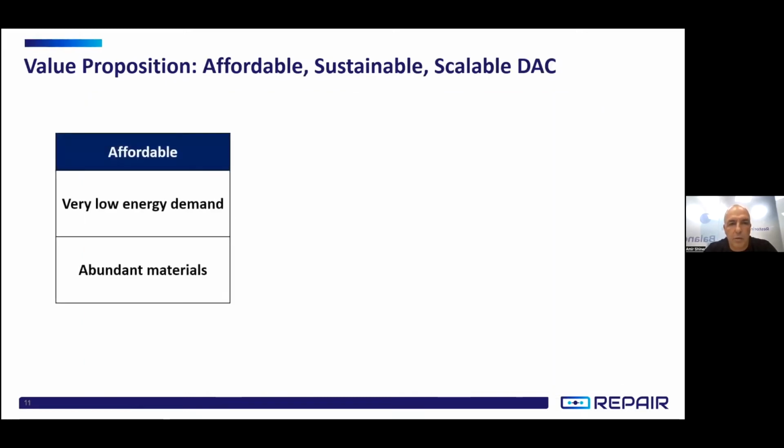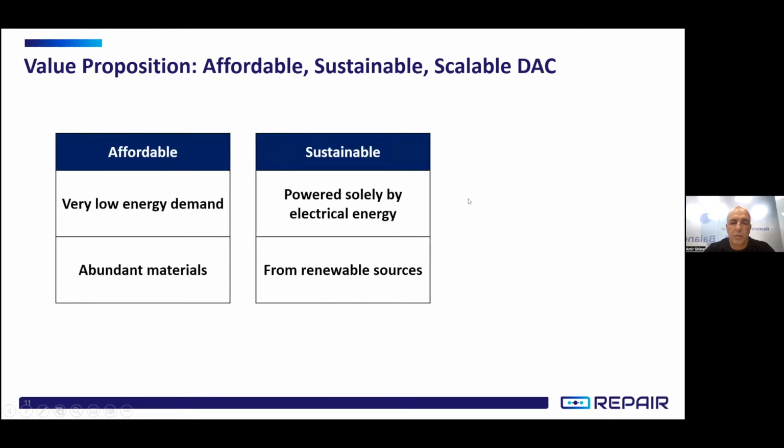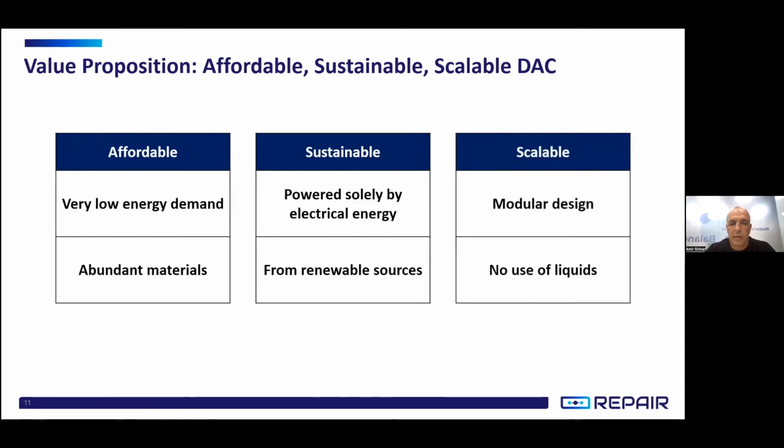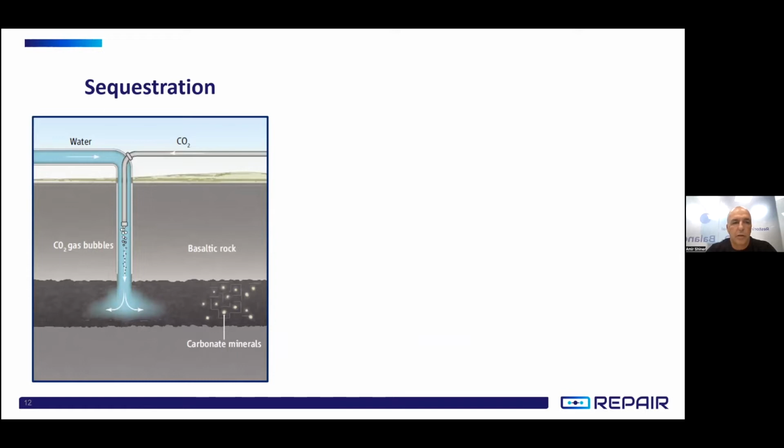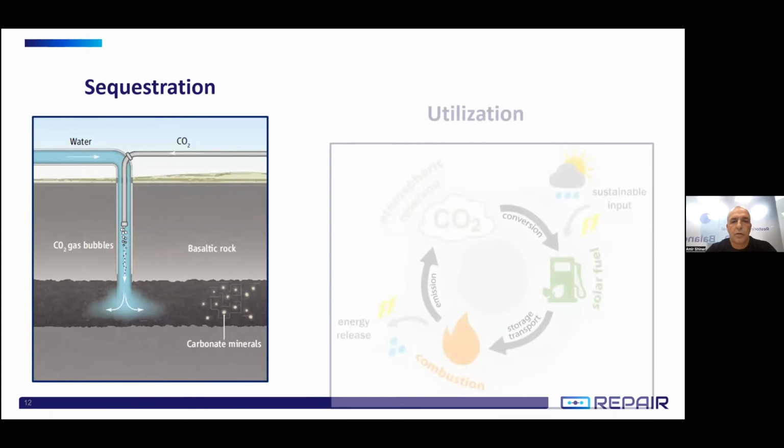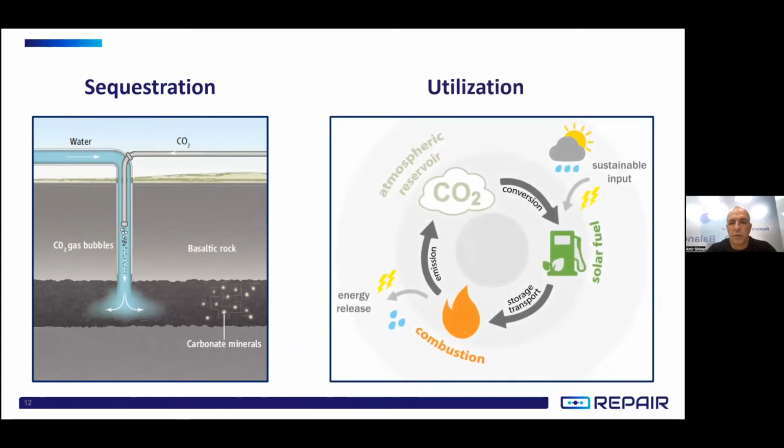If I summarize the value proposition of our solution, first of all, it's an affordable solution due to the very low energy demand and the fact that we can use abundant low-cost materials for the technology. It is very sustainable since we power it solely by electrical energy that will eventually come solely from renewable sources. And it's very scalable due to its modular design and the fact that we use a very low amount of liquids. It all comes down to a projected separation cost of $50 to $70 per ton at scale. CO2 that comes out of the system will go either to sequestration or long-term storage, or to utilization in products, for example, synthetic aviation fuel, cement, and some other products.